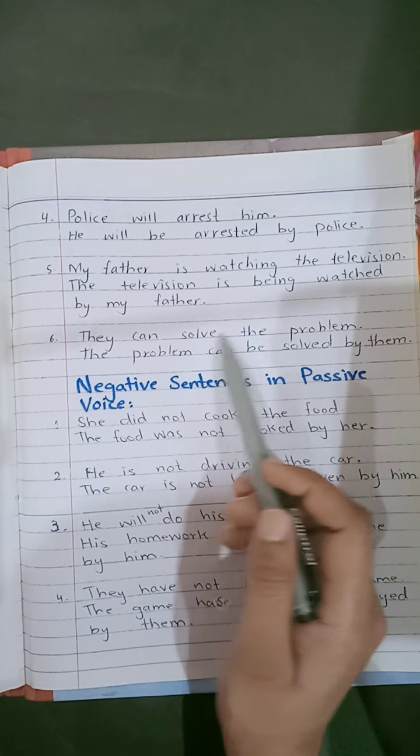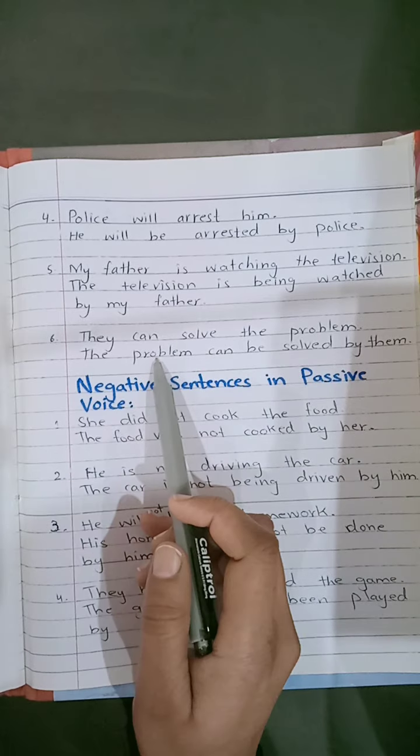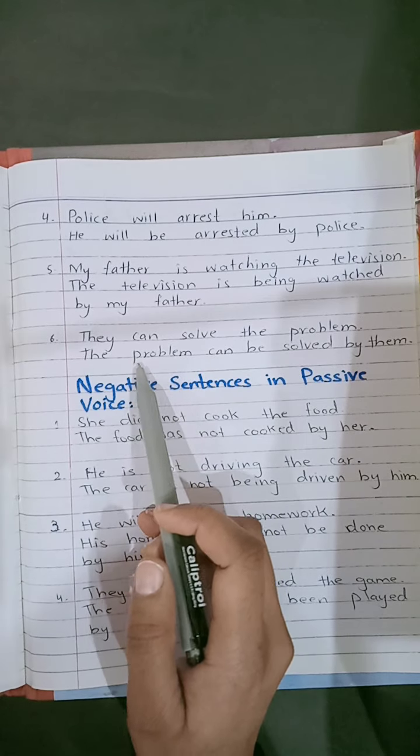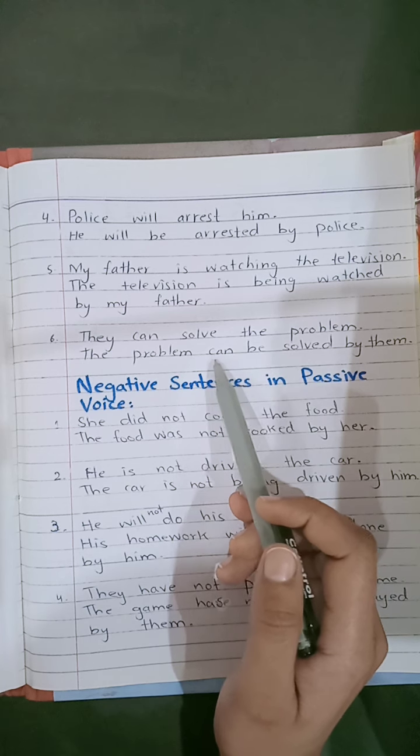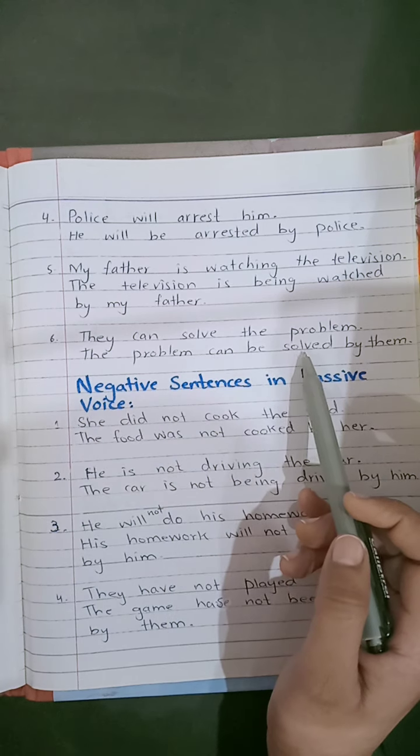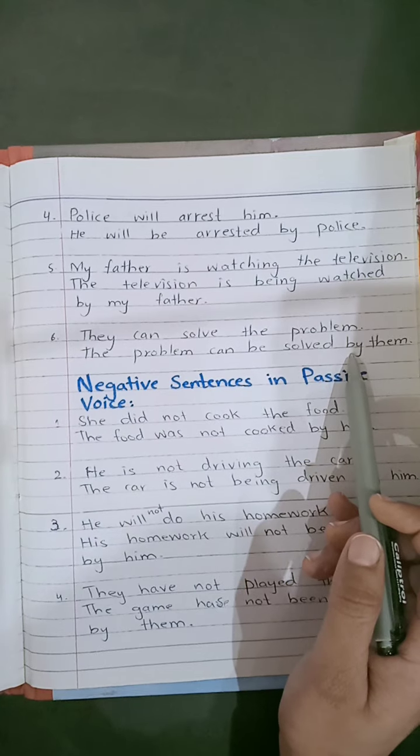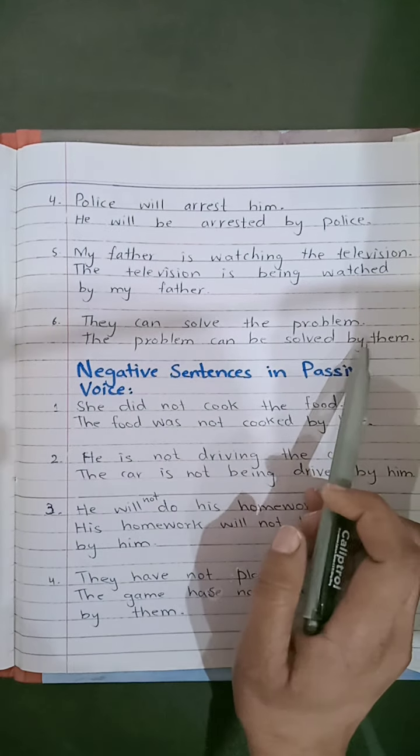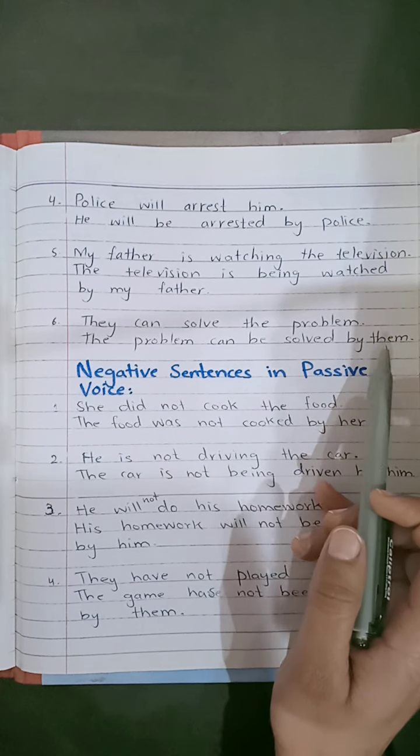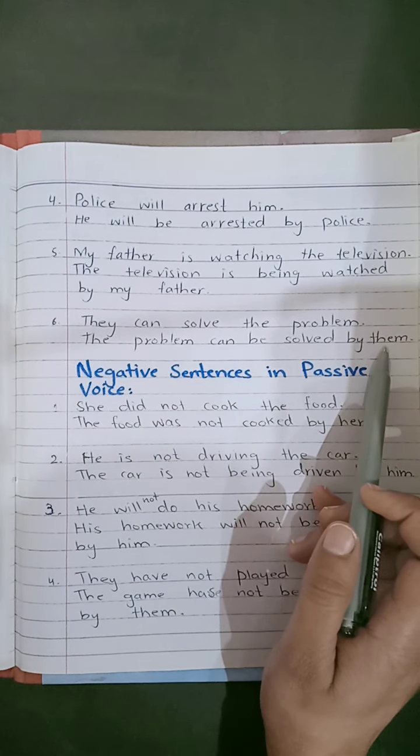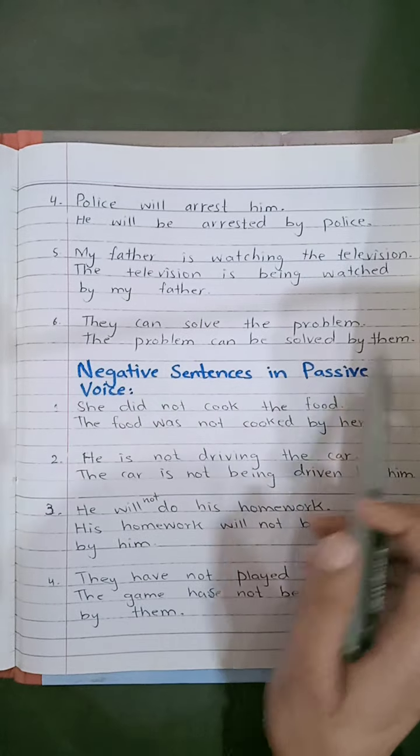Solve is the main verb. The problem is the object of the sentence. The problem will come at the start of the sentence. Can will remain the same. Be will be added with can. Solved, the third form of solve. By, according to the rules, is used here. Them is the subject of the sentence. They will be converted into them.